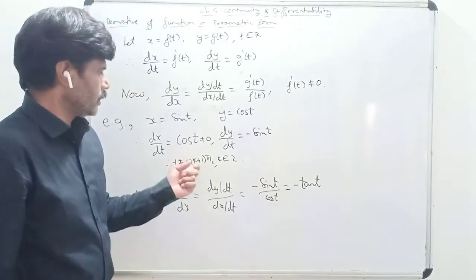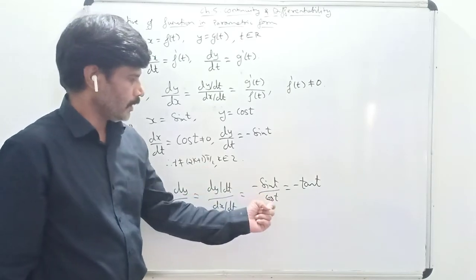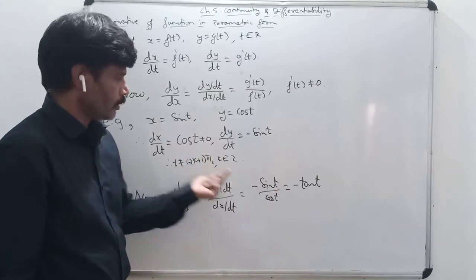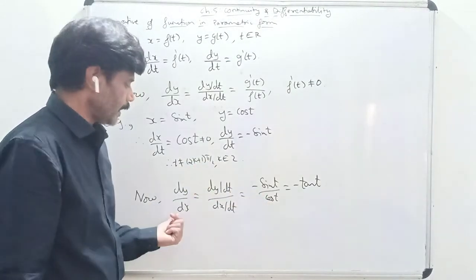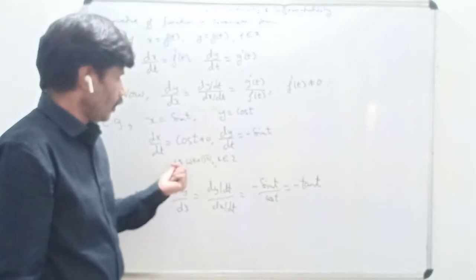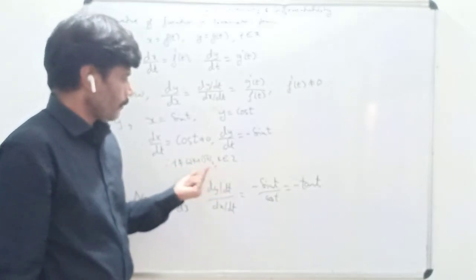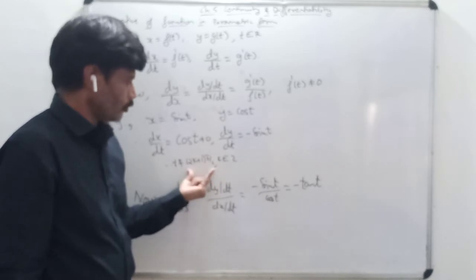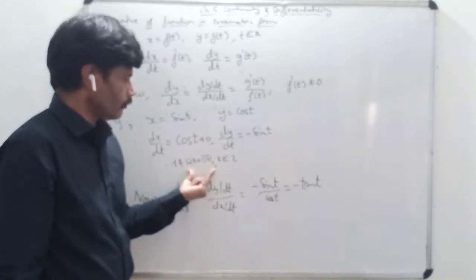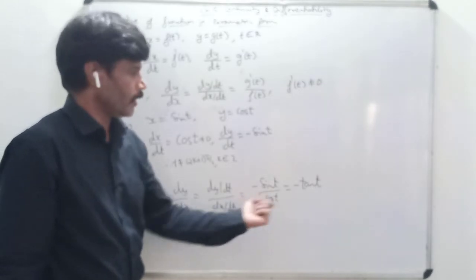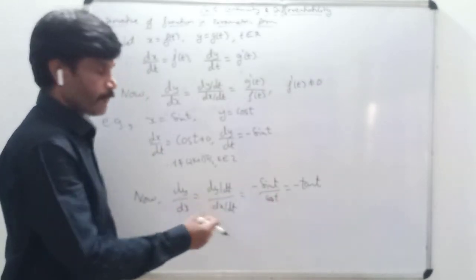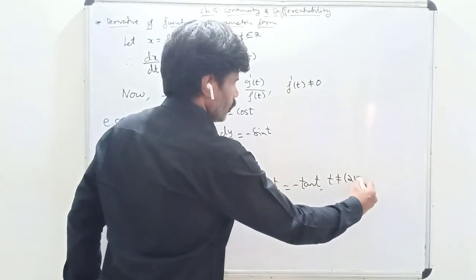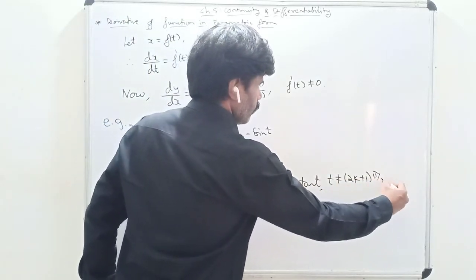If t is a multiple of pi by 2, then what happens? Suppose we are taking pi by 2, with k as 0. Then cos of pi by 2 will be 0. So in that case dy by dx will be undefined. So t should not be 2k plus 1 pi by 2. If t is any one of the values of 2k plus 1 pi by 2, then the denominator will be 0 and you will not get dy by dx as defined. Therefore you should write t is not equal to 2k plus 1 pi by 2, where k belongs to Z.